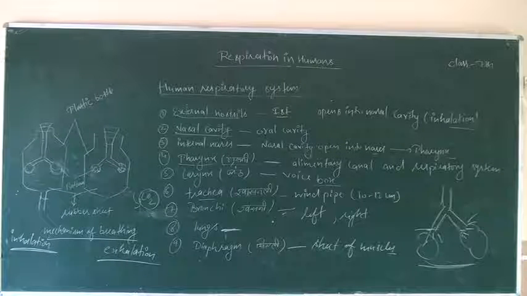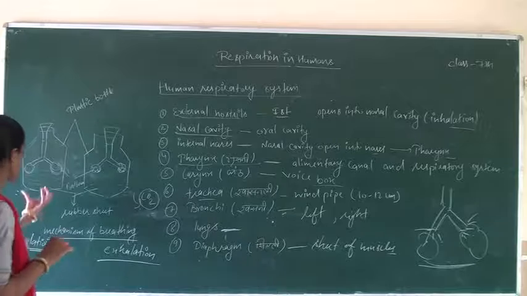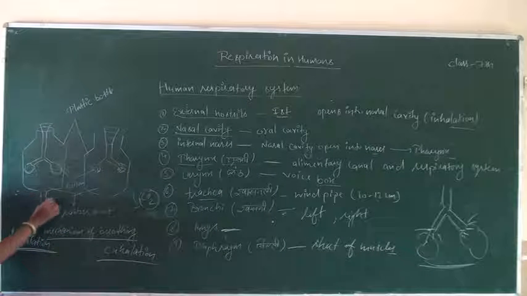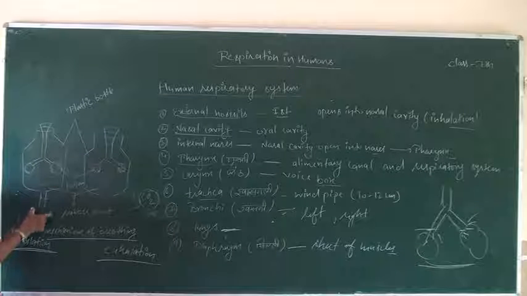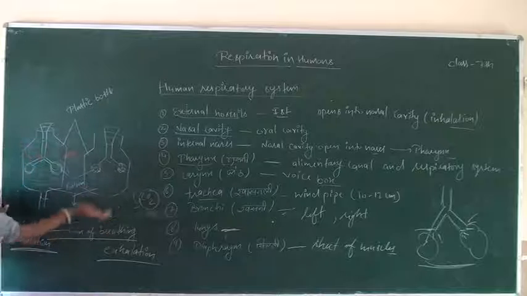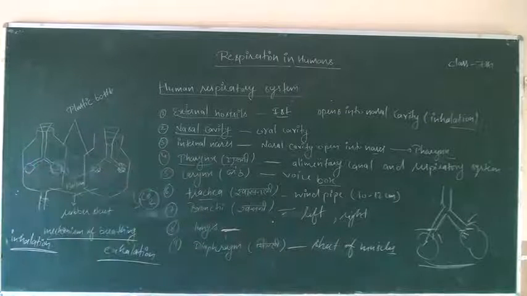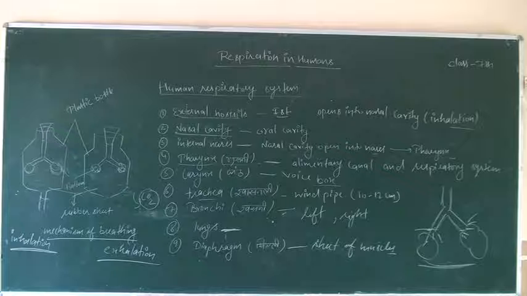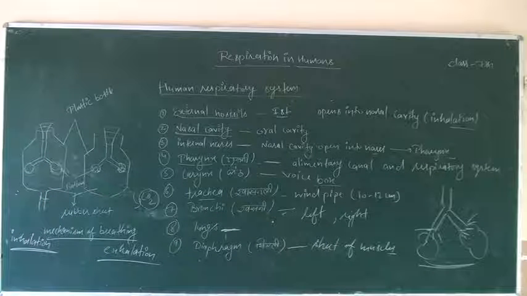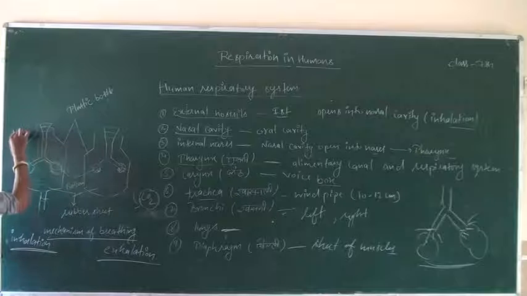In the inhalation process, the diaphragm moves downward, but in exhalation, the diaphragm moves in the upward direction, moves back. And in inhalation, the ribs move outside.